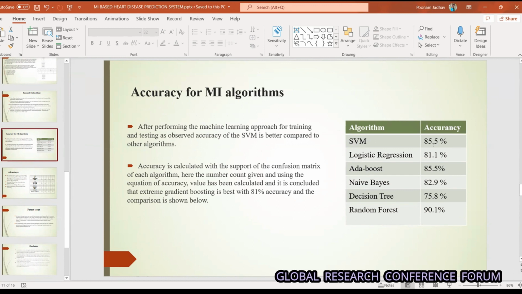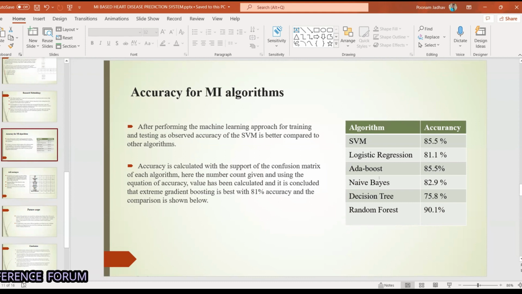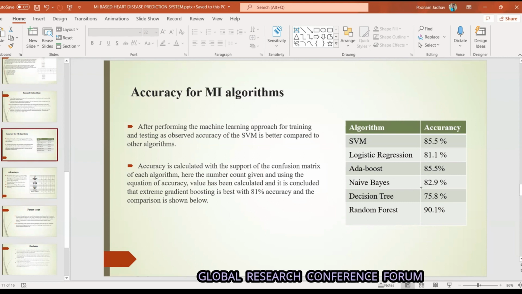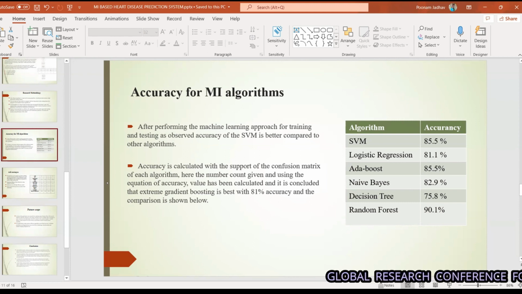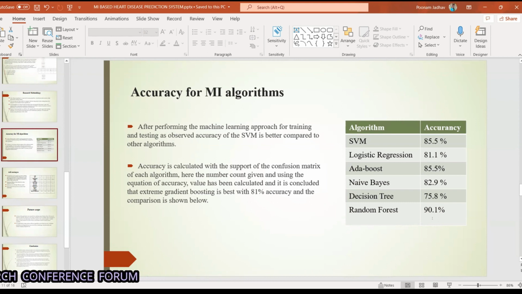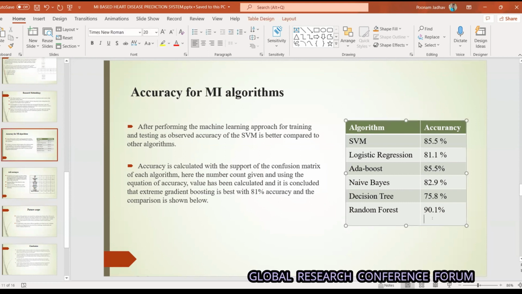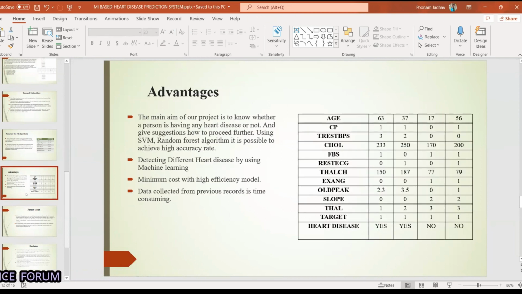SVM is getting 85.5%, the logistic algorithm 81%, the XGBoost algorithm 85%, the Naive Bayes algorithm 82%, the decision tree 75%, and the random forest method is giving 90% accuracy. So we are comparing the different algorithms to see which one gives the highest efficiency. We will use this method further for another technology, like detecting the signals of the heart.